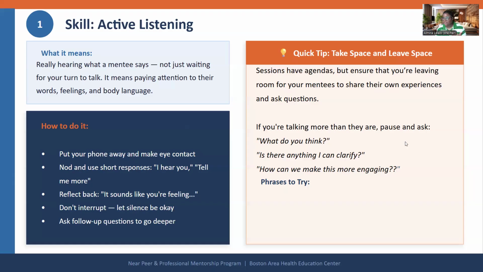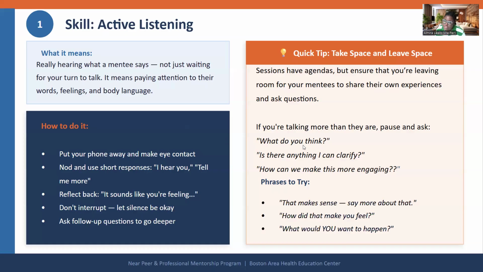Again, the sessions all have agendas, but you as the mentors have your own personality. Please, please infuse your personality into the sessions, right? The session checklists and everything are just guides. As long as you get the deliverables done by the end of the session, absolutely infuse your experiences, your personality, who you are into the sessions. Make it fun for our young people, okay?